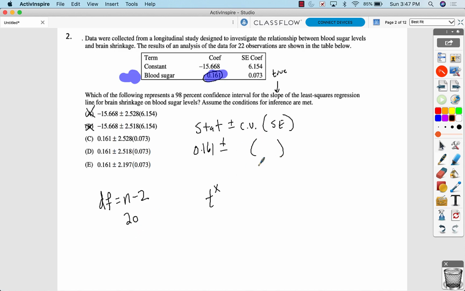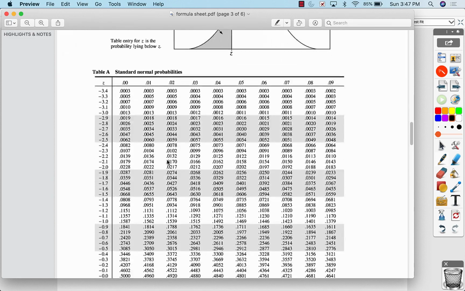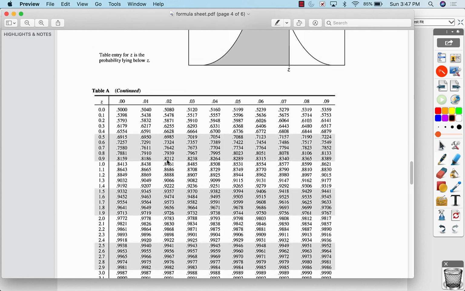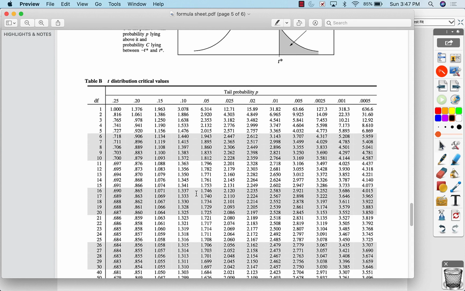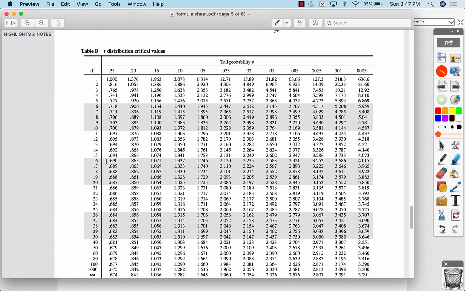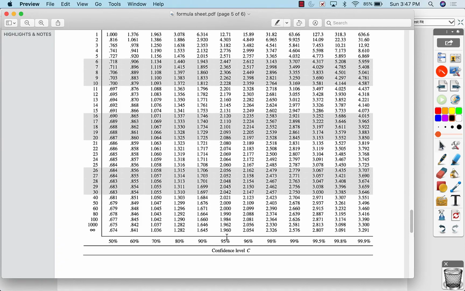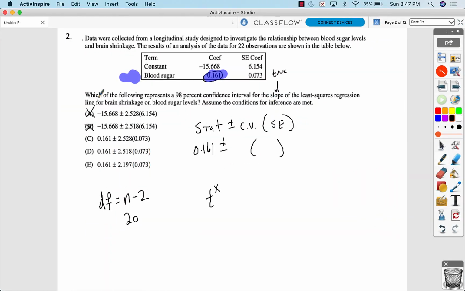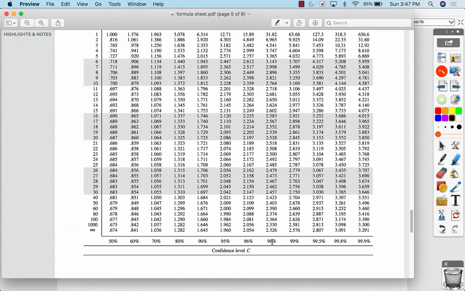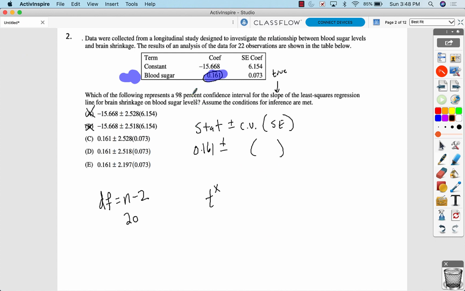Okay, so let's go ahead and go to our chart. Here's my t. We got 20, which is the last row, and I forget what confidence it was again. 98. 98 and 20, 2.528. It's going to be this one right here, another C. And this is the standard error right here. They give you the standard error. So 2.528, and the standard error is 0.073. You don't have to do any formula. They've already done the formula.